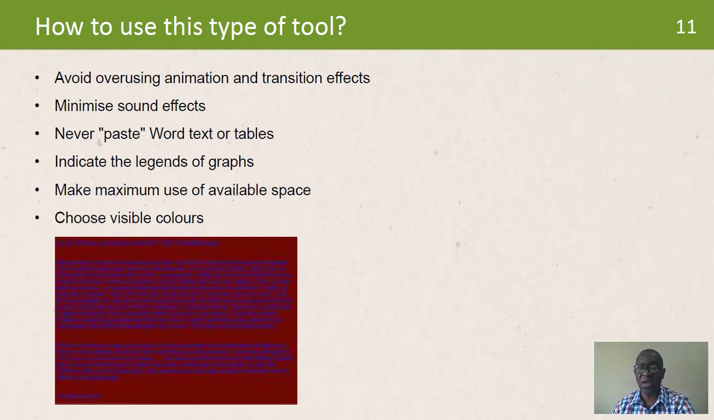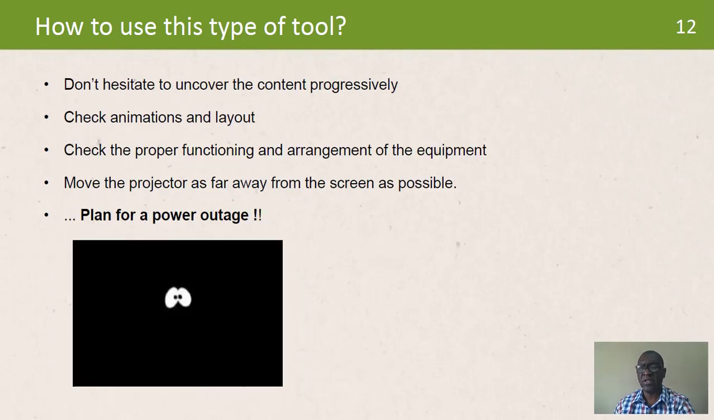Ideally, present the columns and rows of the table first before the content. Include the legends of any graphs. Use contrasting colors for graph elements, histograms, pie charts, lines, bars. Use as much space as possible to let your presentation breathe. Don't fill it with text. Choose visible colors. Adapt the background and text colors to ensure legibility. Don't hesitate to uncover the contents progressively.